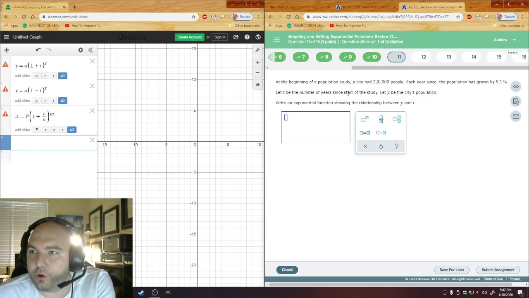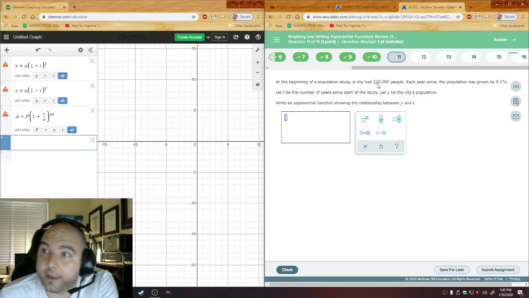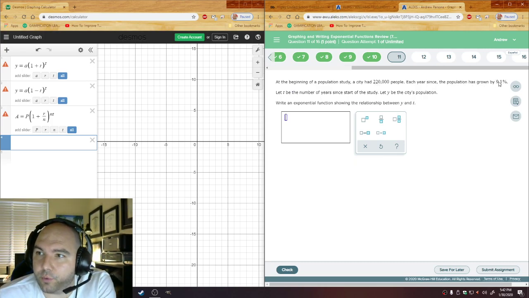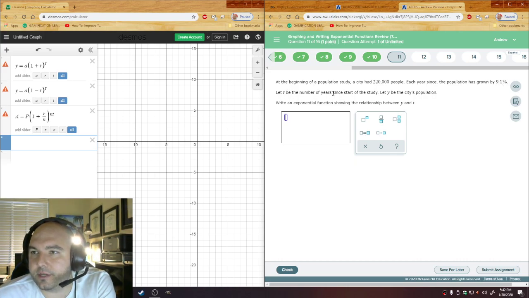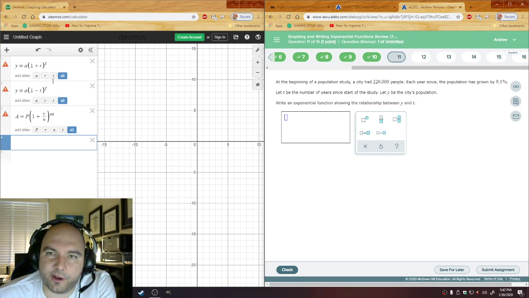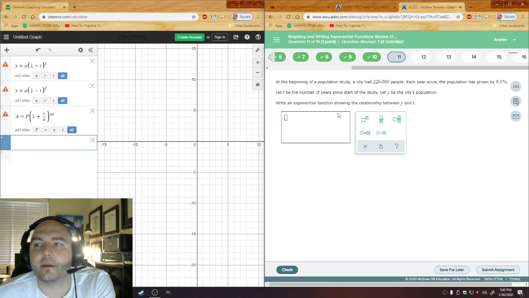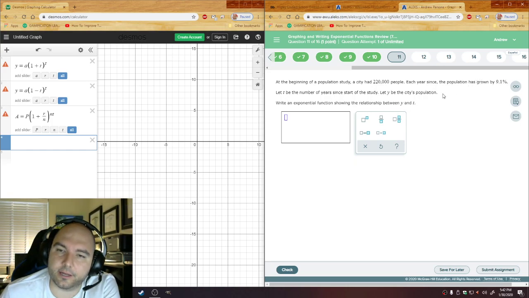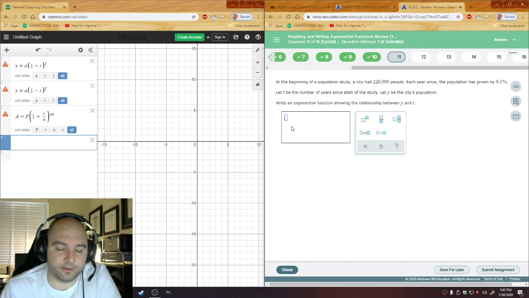Okay, so over here, you have to decide what's happening. At the beginning of a population study, a city had 220,000 people, and each year the population has grown 9.1%. Yeah, that's a massive growth rate. Let t be the number of years since the start of the study. So here's the deal. You have to decide what's going on. Is it growth? Is it decay? Is compound interest going on? It says the population has grown, so I hope that's a super solid indicator that you need to do a growth formula. So you fill it in.